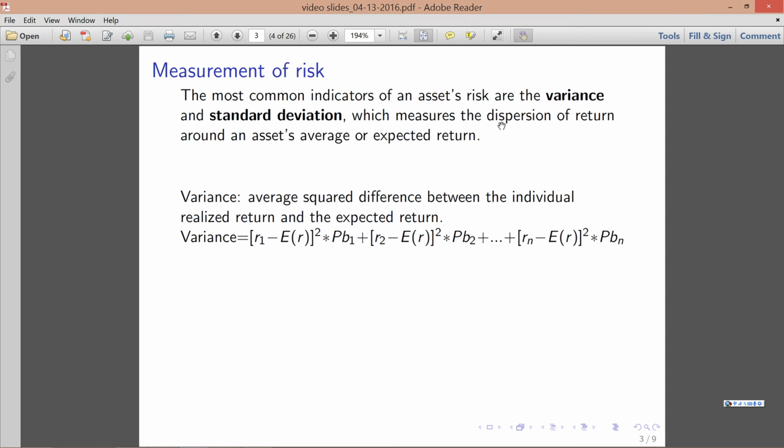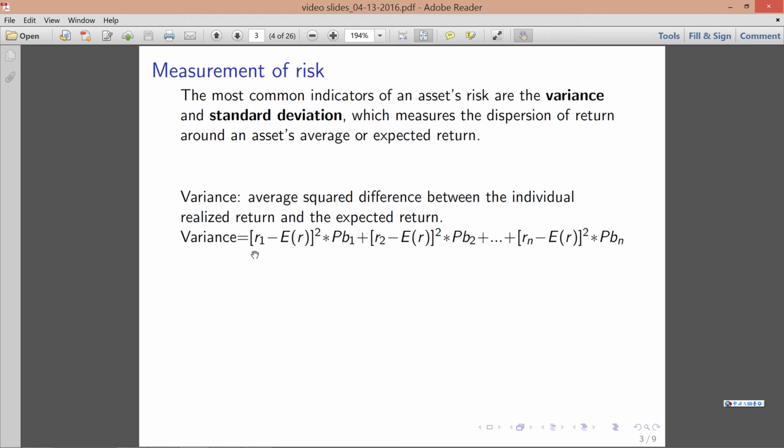Having this in mind, the measure we use in finance to measure risk relates to the dispersion of the return, the uncertainty of the expected return. The most common indicators we use are variance and standard deviation. The measure for variance, this is the formula. It captures the average squared difference between the individual realized return and the expected return.